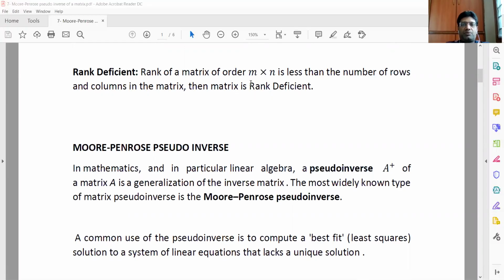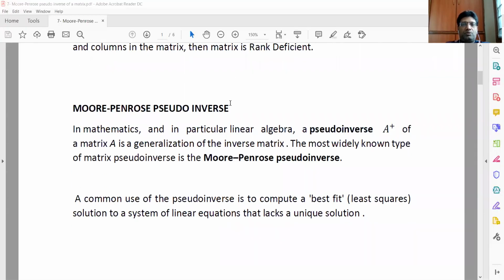For example, suppose A is a matrix of order 3 by 2 and we calculated its rank and got the rank as 1. So 1 is clearly less than the number of rows, that is 3, and the number of columns, 2. Then we say that the matrix has rank deficiency. That is the meaning.